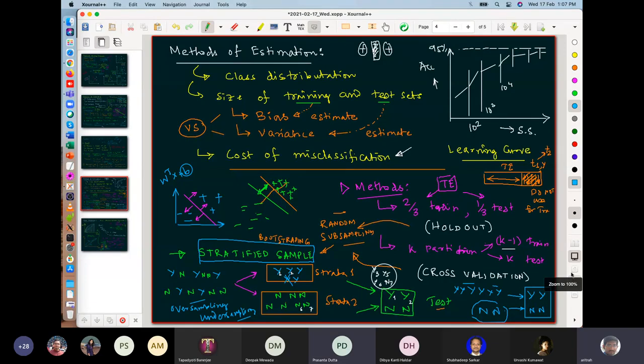That's the difference. All these stratified and bootstrap, this kind of strata-based sampling, I will again revisit when you go for ensemble techniques, validations or estimations of ensemble techniques.